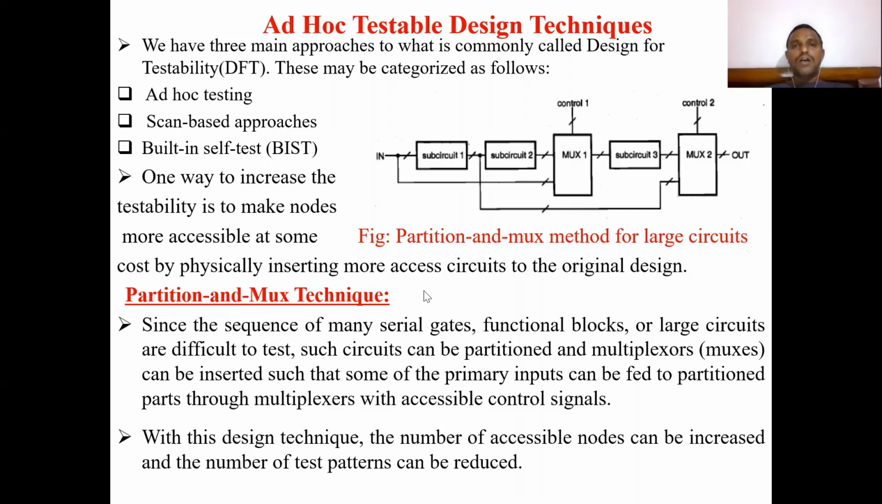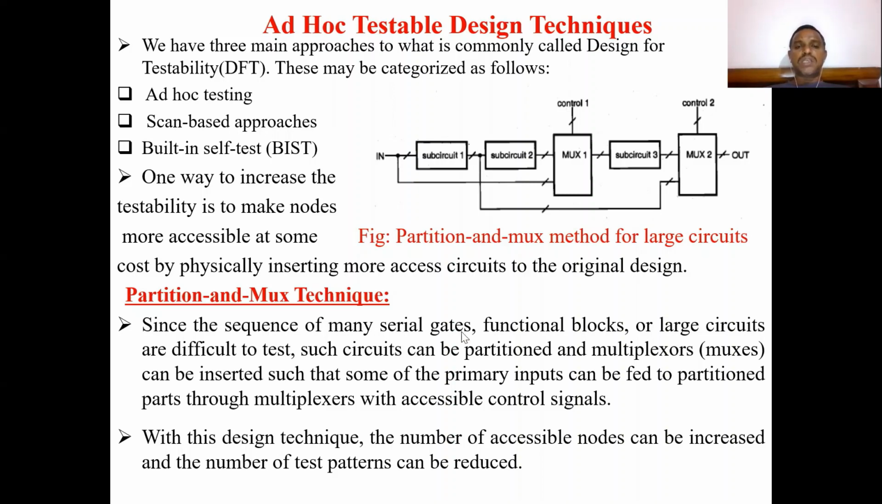If you have a very large number of gates in the circuit under test or the device under test, then we partition that circuit into sub-circuits, and in between them we place multiplexers and apply the test vectors, so that there is more accessibility for applying the test vectors. That is the first one, the partition and mux technique.